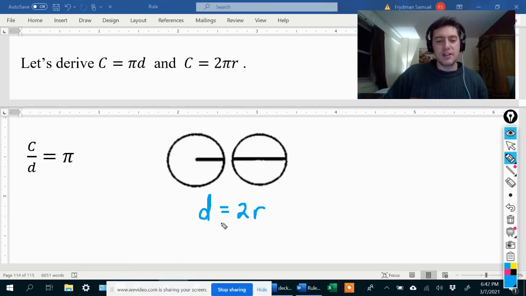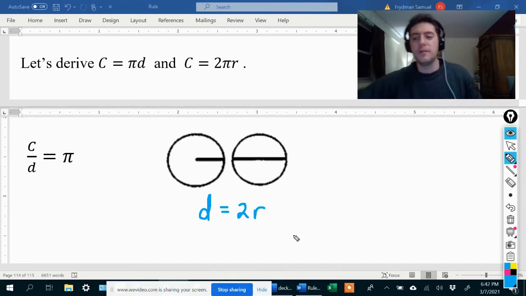So this is telling us just what we said a minute ago, which is that the diameter of a circle is 2 times as big as the radius. Okay, so that's all it's saying, and hopefully it should make sense from this picture over here.